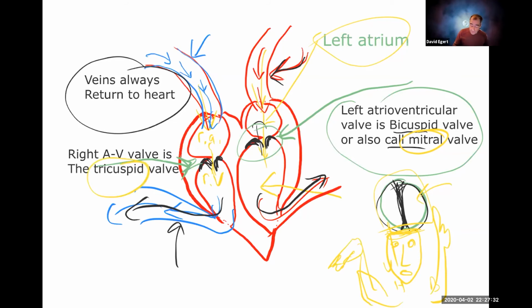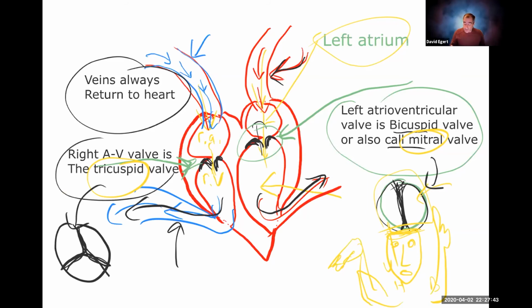Tricuspid valve, if you look at it, it has three cusps. So that's why it's called the tricuspid valve. That's why they get their name. But their function is exactly the same. Keep blood from coming back from the ventricles back up into the atrium when the ventricles contract.